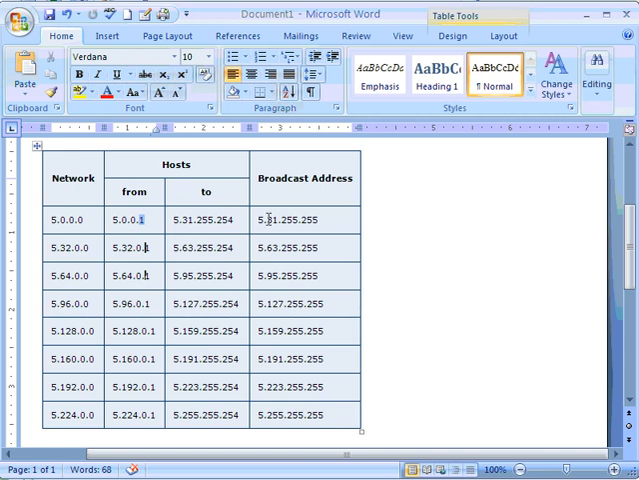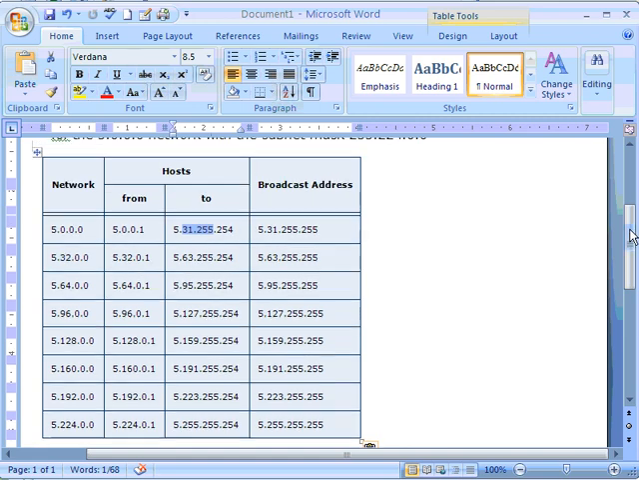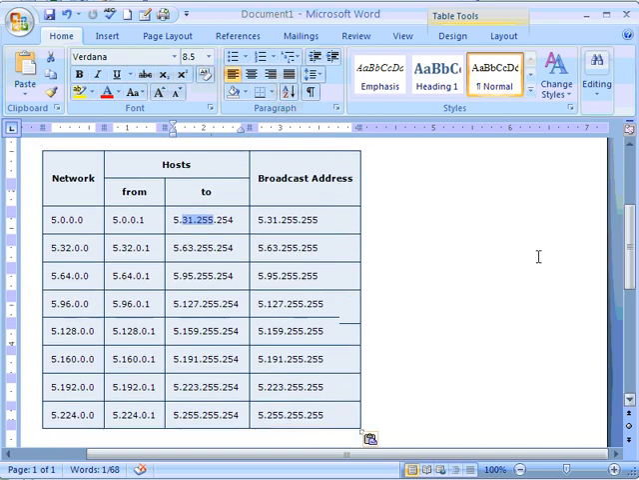For the broadcast, it's the next network number, which is 32, minus 1, which is 31. Plunk down those 255s, a pair of them. For the high or the to range, these two octets are the same as the broadcast in each case. See 63.255, 63.255, and then you just drop a 254 in there, which is 255 minus 1. A little different than the class C and the B, but this is how it looks. Keep that up there for a minute.